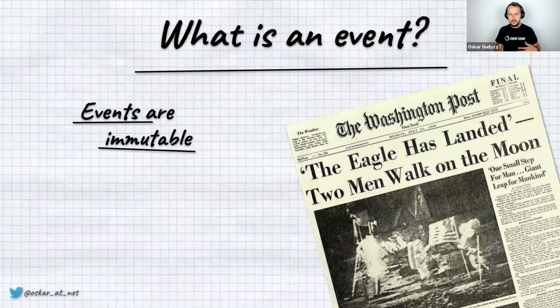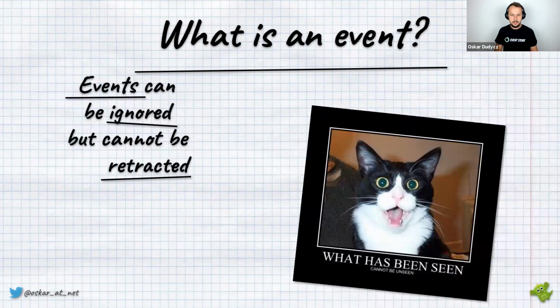And events by their nature are immutable. You cannot change the past. Of course, if you were reading 1984, then that might not be so obvious and so true, but in general, without bigger manipulations, the past cannot be changed. But we can ignore some facts, like, for example, that some political party won, but we cannot retract them.